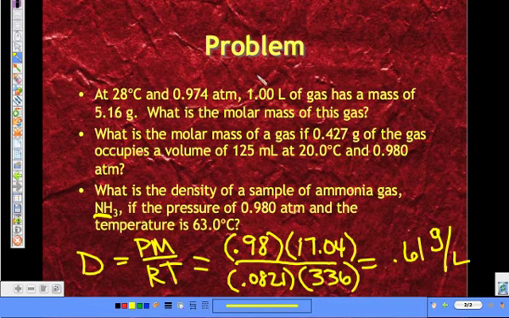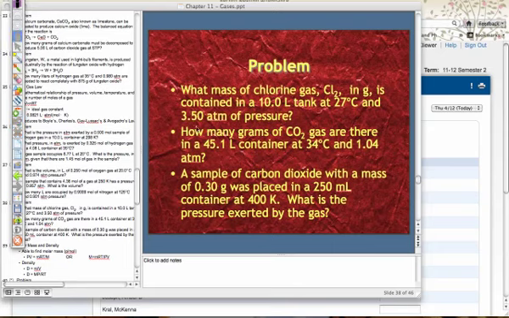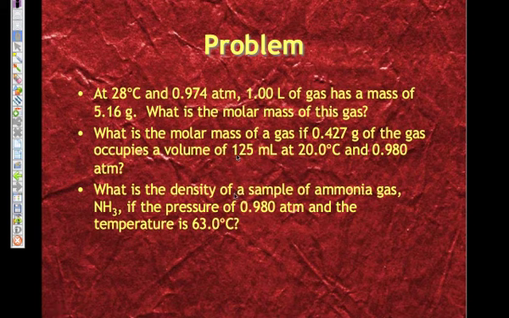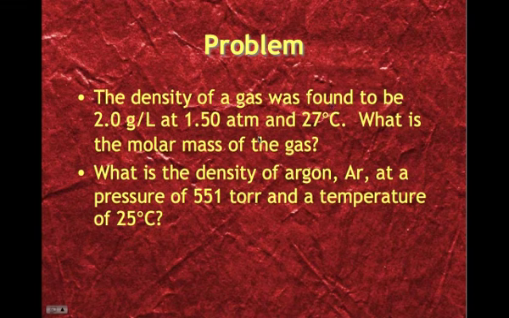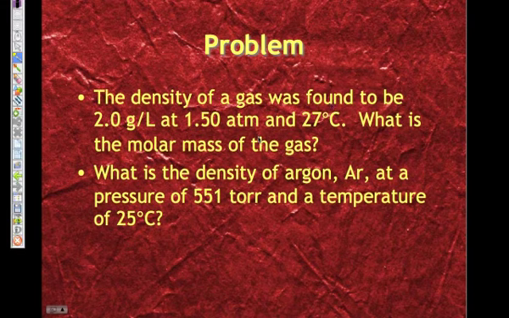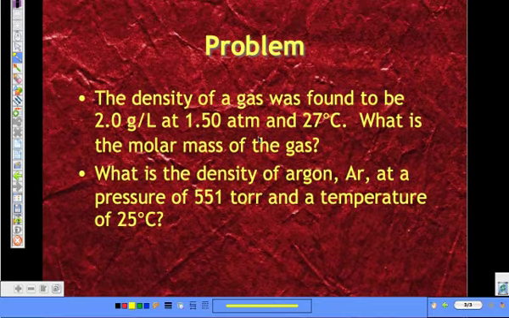What do we got here? What are the units for that? Grams per liter. So this one: the density of a gas was found to be 2 grams per liter at 1.5 atm and 27 degrees Celsius. What's the molar mass of the gas? What equation are we going to use?